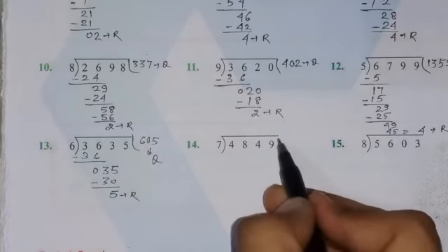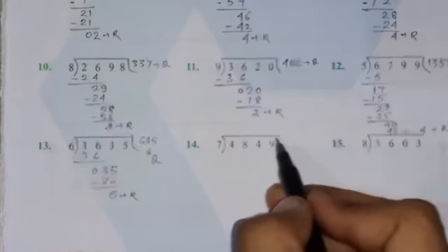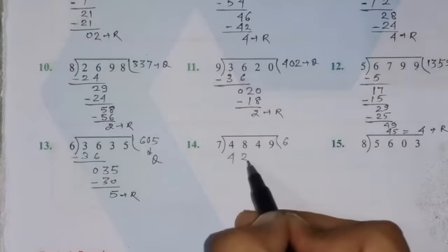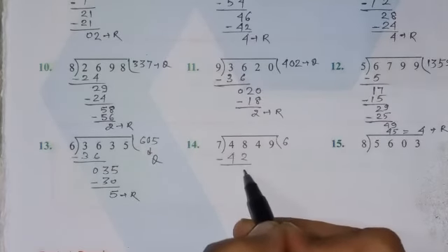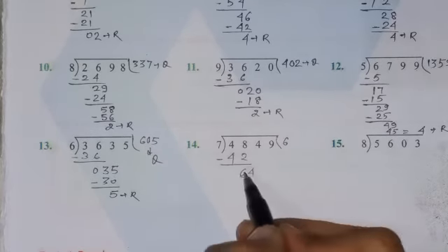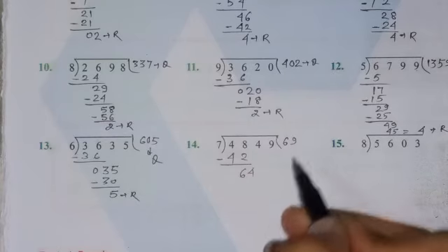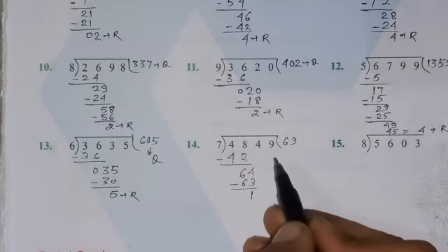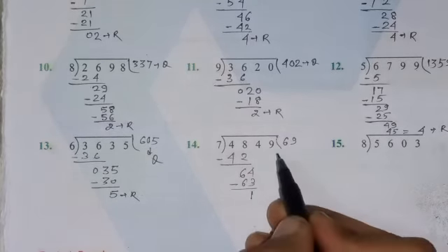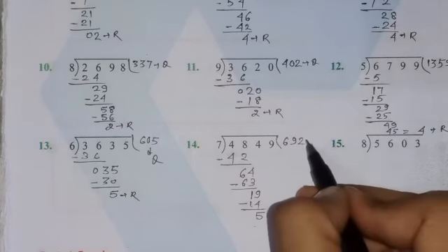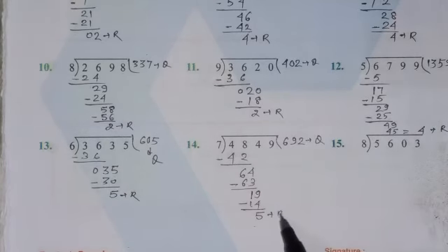Question number 14. Divide by 7. 7 6s are 42. On subtracting you will get 6. Now write down the next digit 4. On dividing by this, 7 9s are 63. On subtracting you will get 1. Now write down the next digit 9. 7 2s are 14. On subtracting you will get 5. So this one is quotient and this one is remainder.